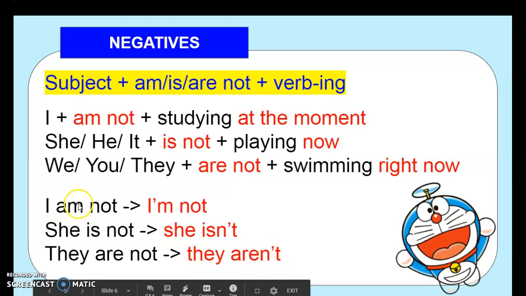Get it? I am not, I'm not. She is not, she isn't. They are not, they aren't. Okay, jadi boleh ya dibaca seperti ini. Next.